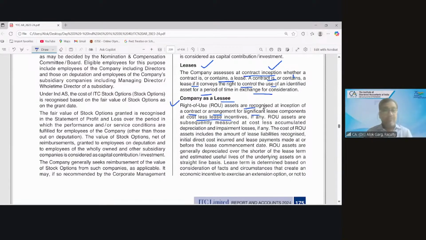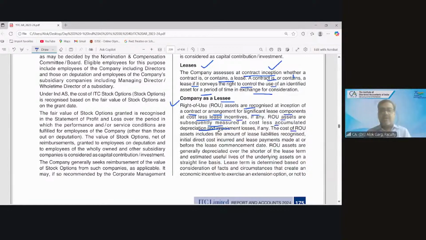Okay. So when will you recognize right of use asset or lease liability? At commencement date. Okay. Are recognized at inception of a contract or arrangement for significant lease components at cost less lease incentives. So whatever lease incentive will be there, you remember in ROU computation we talked about present value of future lease payment plus any amount paid on or before commencement date minus lease incentive receipt from the lessor plus initial direct cost plus provision for decommissioning, dismantling, right? If any. ROU assets are subsequently measured at cost less accumulated depreciation and impairment losses, if any.